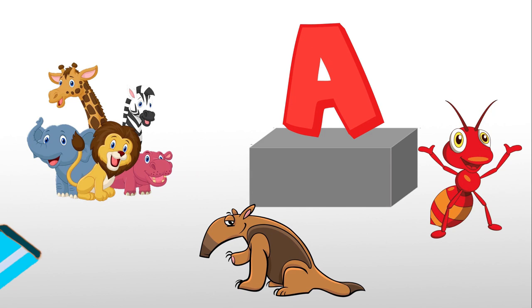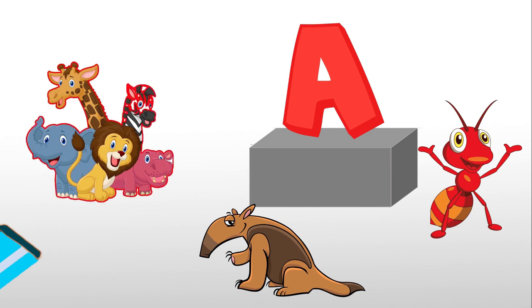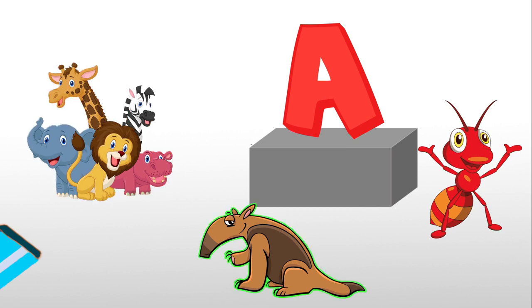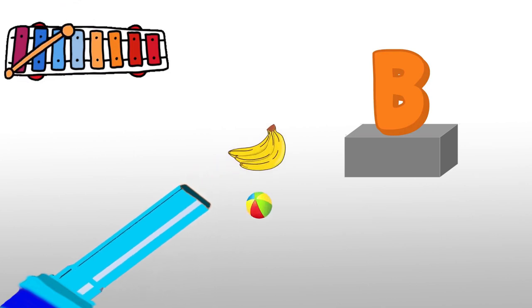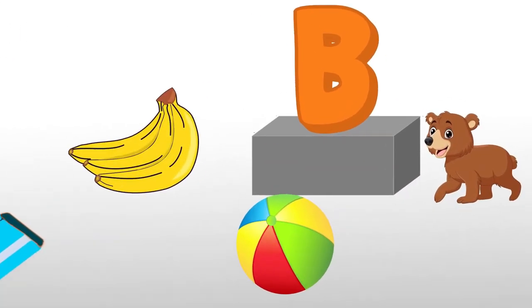A. A for animal. A for anteater. A for ant. B. B for banana. B for ball. B for bear.